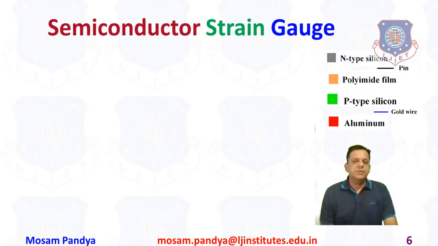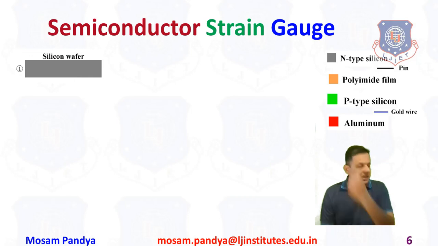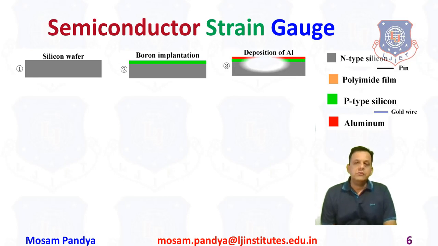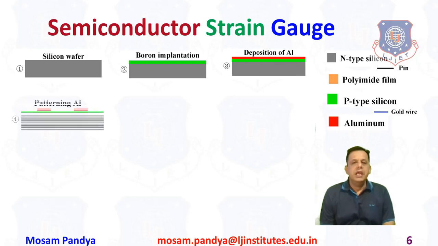So once again, let us remember the colors that we are using for the layers in the semiconductor. Very first of all, let us take a silicon wafer of say 150 micrometer thickness. And boron implantation. Boron here is a P-type semiconductor doping. It is being doped in the silicon wafer. Then aluminum deposition is done for making a layer, and then we will be making a pattern of aluminum.